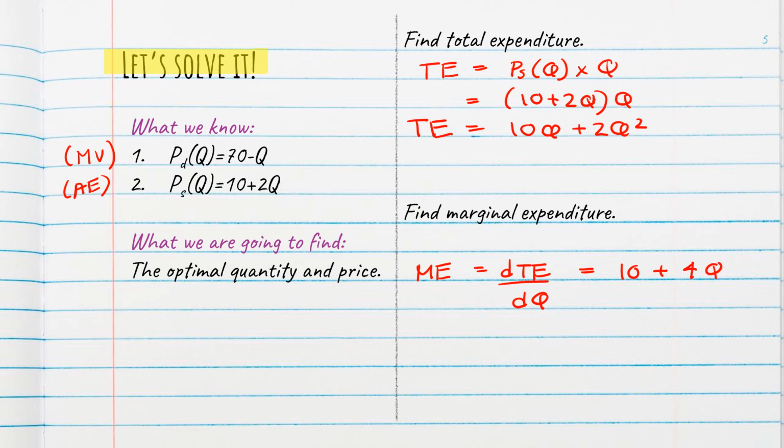So we have our marginal value curve because it is provided in the form of an inverse demand curve. Then we used our inverse supply curve or average expenditure curve to find total expenditure and marginal expenditure.